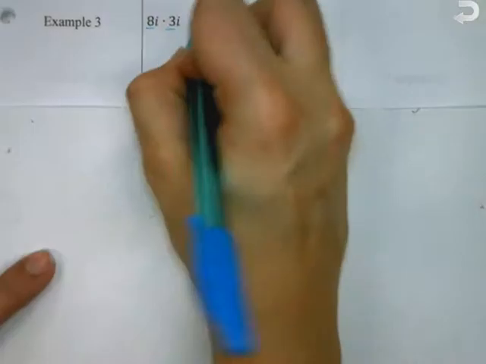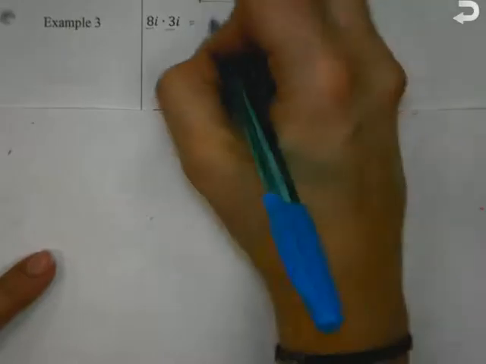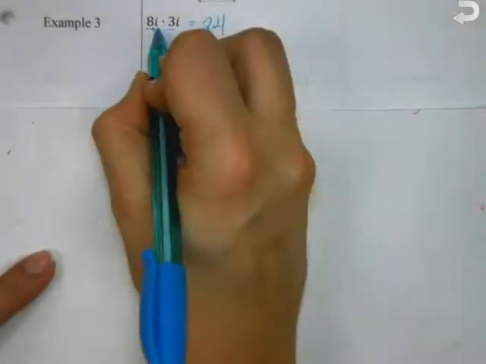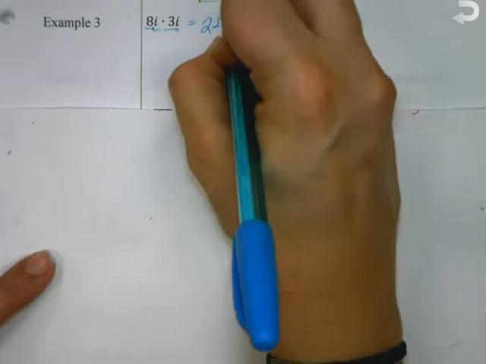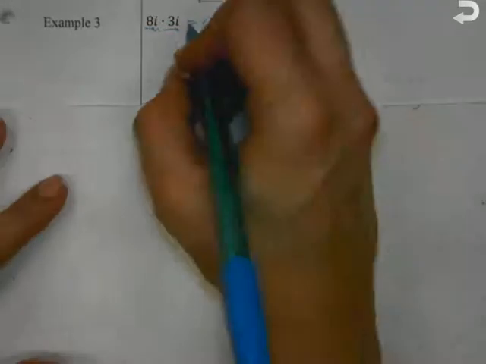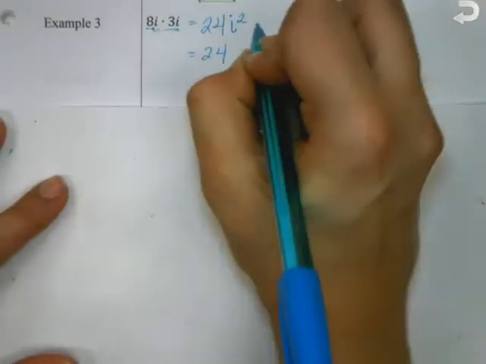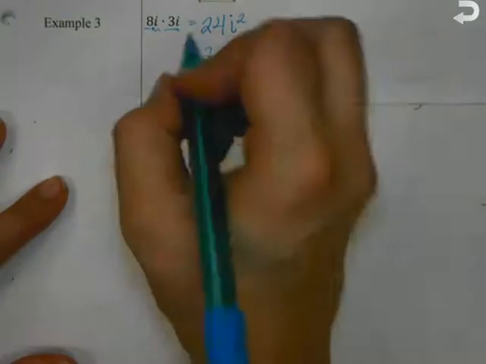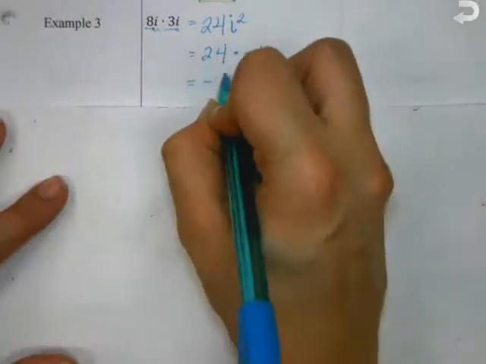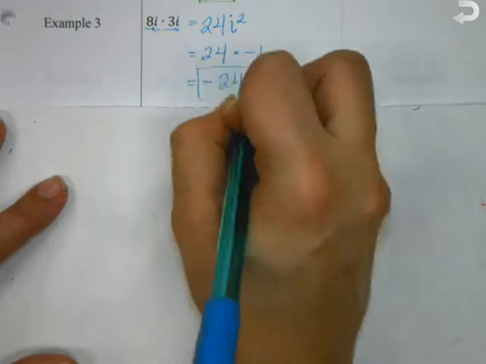So similarly to if we were working with variables, we multiply the coefficients. 8 times 3 gives me 24. And i times i gives me i squared. Now you never ever ever want to leave i squared in your answer because we can actually replace that with a number. So this is 24 times negative 1, so my answer comes out to negative 24. So you should never have i squared in your answer. You should always replace i squared with negative 1.